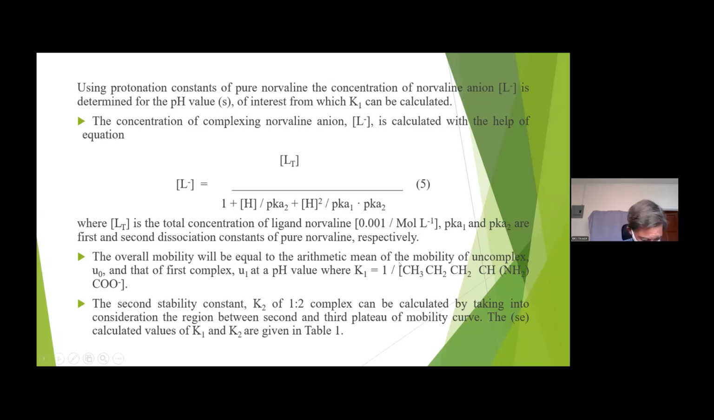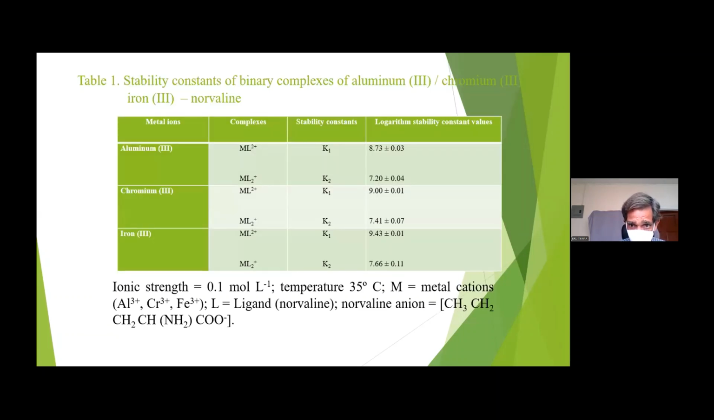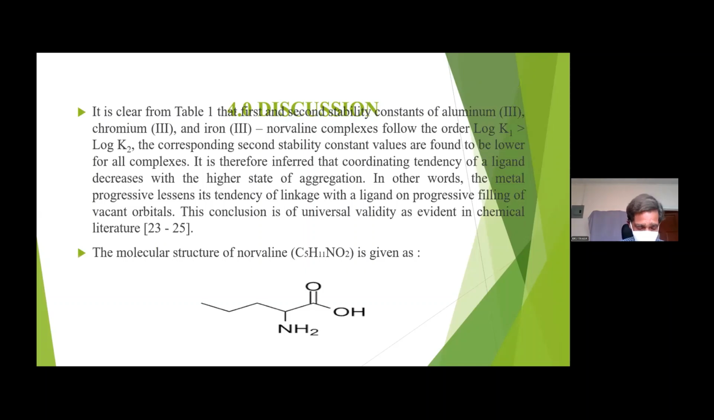The second stability constant, K2 of the 1:2 complex, is calculated by taking into consideration the region between the second and third plateau of mobility. The first stability constant is calculated from the first and second plateau. The calculated values of K1 and K2 are given in table 1. No known literature values are available; only calculated values are available for aluminum III, chromium III, and iron III with norvaline, the first stability constant K1 and the second stability constant K2. Now, the discussion.